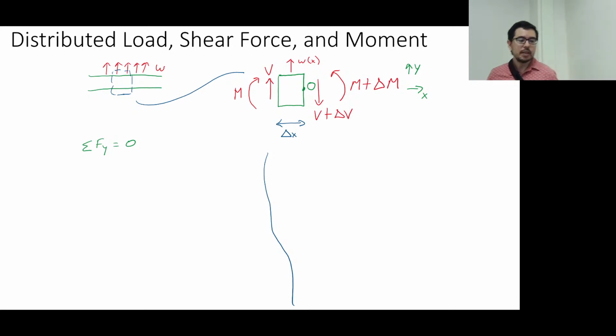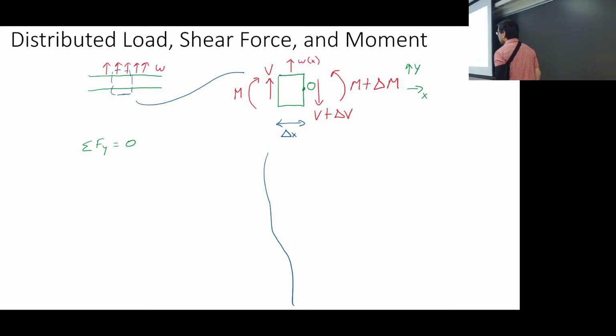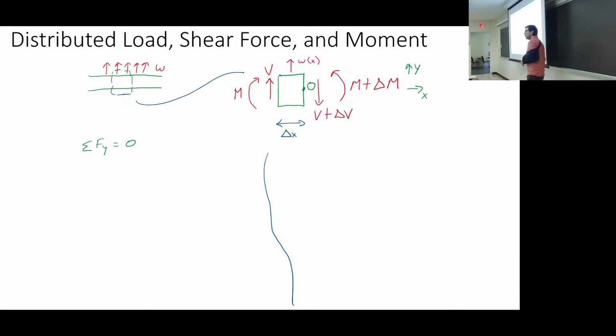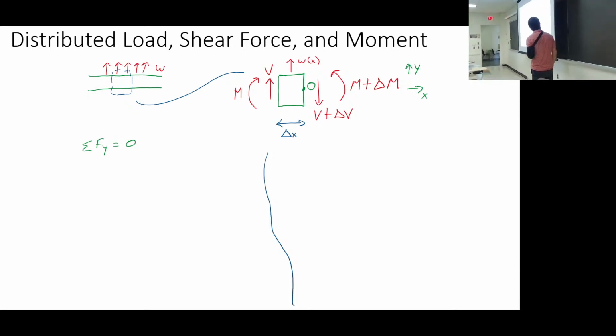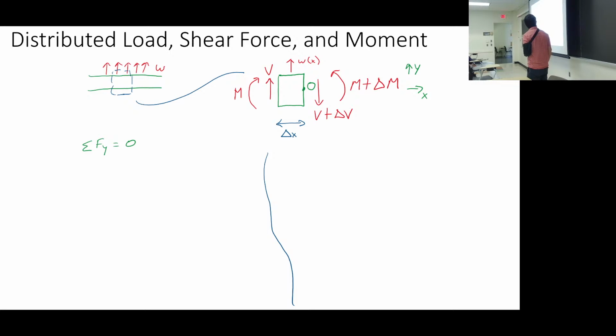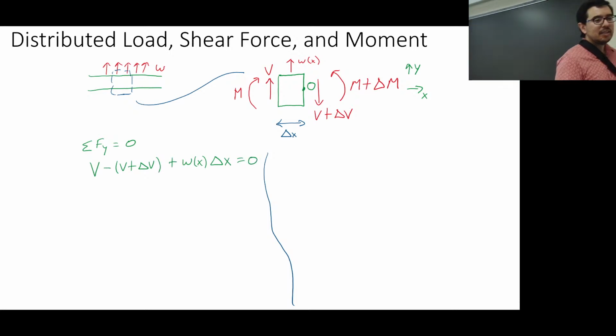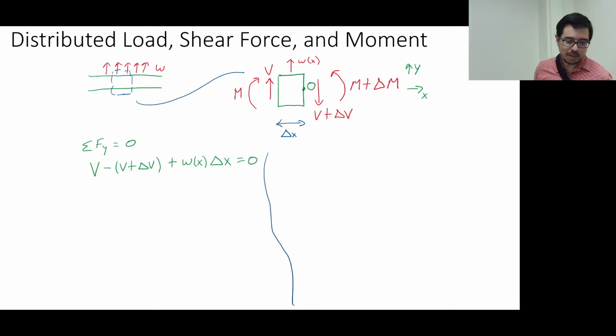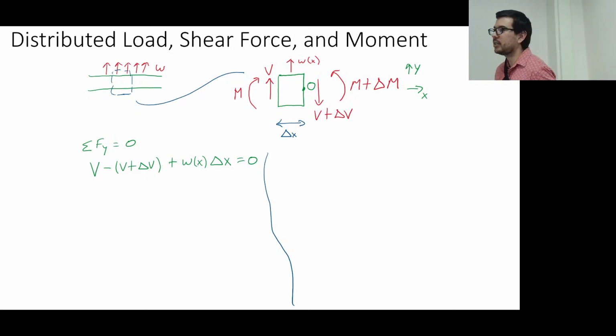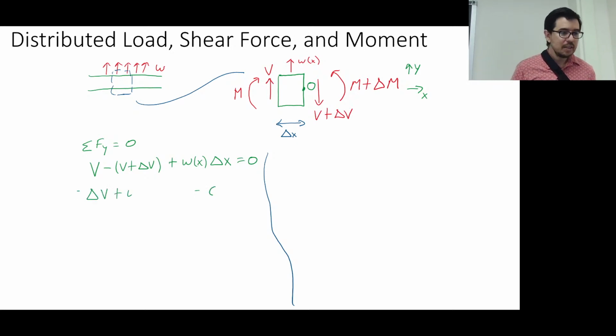Let's do some equilibrium. What does equilibrium look like for forces in the y direction? Someone spit it out. Yes, V minus (V plus delta V) equals zero, plus W, but that's a distributed force, so plus W times delta X. You got it. You're on fire. So we got V minus quantity V plus delta V plus W of X delta X is equal to 0.